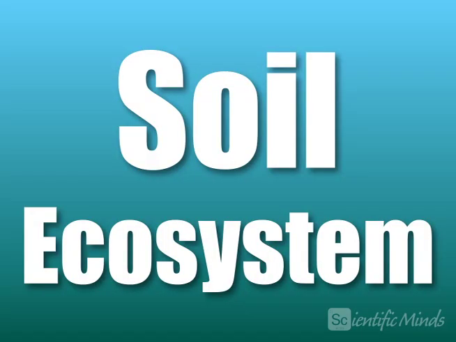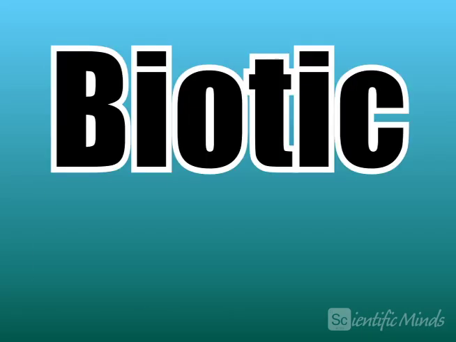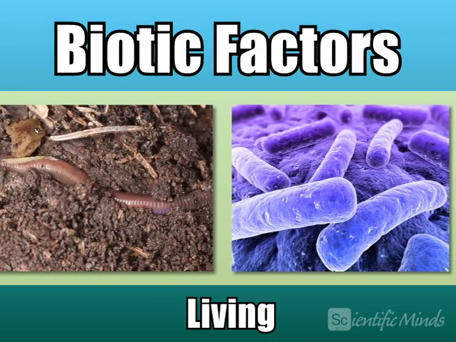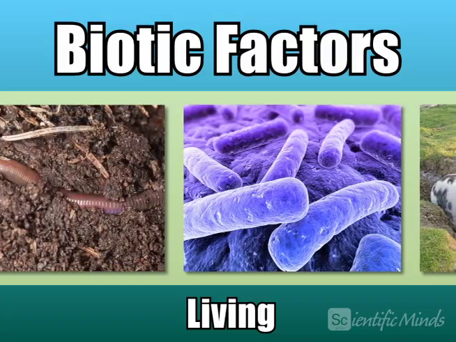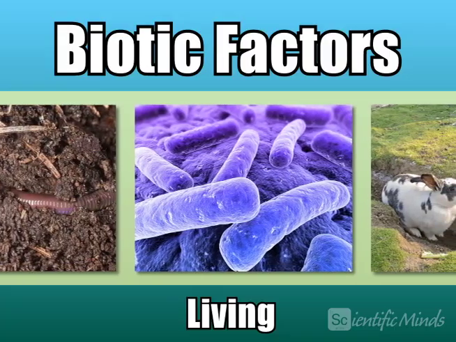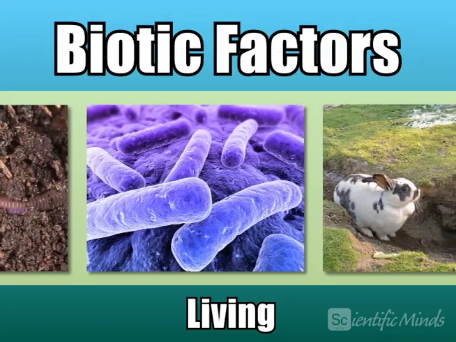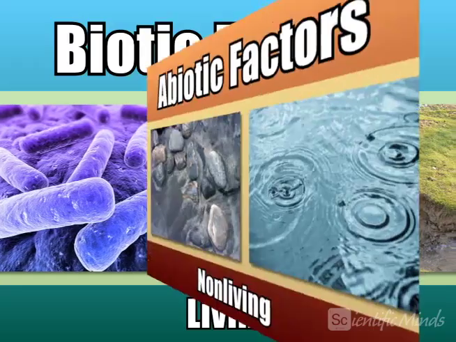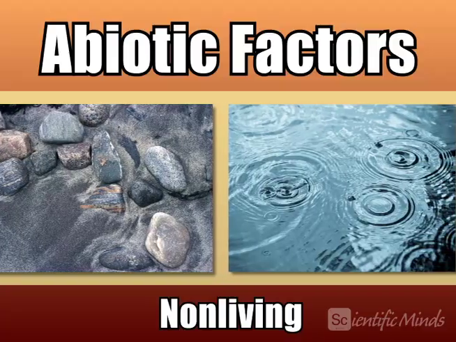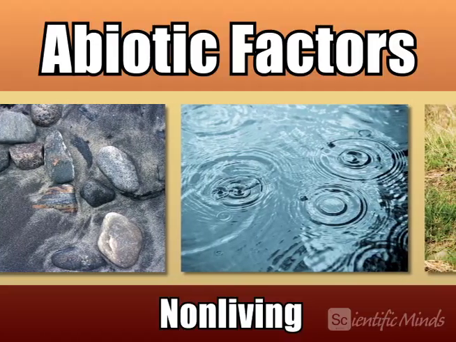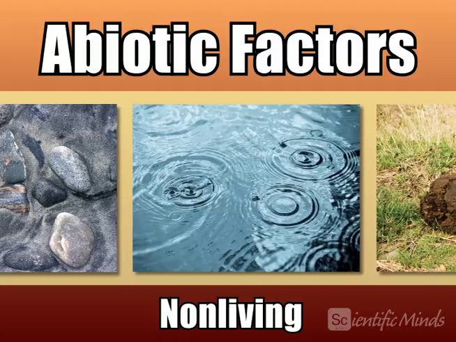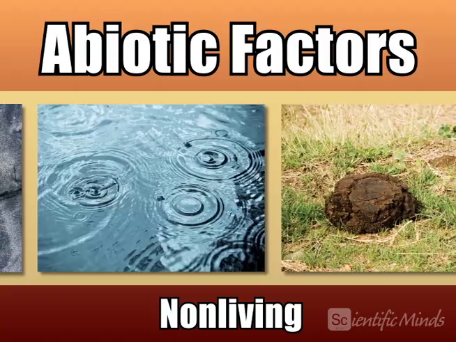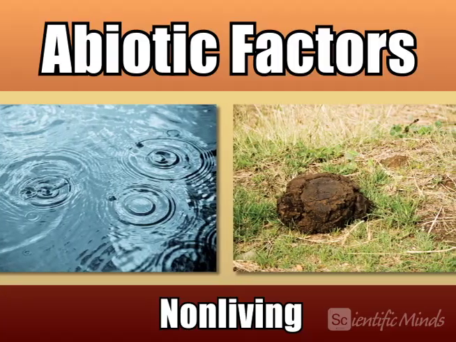The soil ecosystem is made up of both biotic and abiotic factors. Biotic factors are all of the living organisms that inhabit an environment. The earthworms, insects, bacteria, plants, and burrowing mammals are all biotic factors of the soil environment. Abiotic factors are all of the non-living parts of an organism's environment. The abiotic factors of the soil ecosystem include the minerals, air, water, and dead organic matter of the soil.